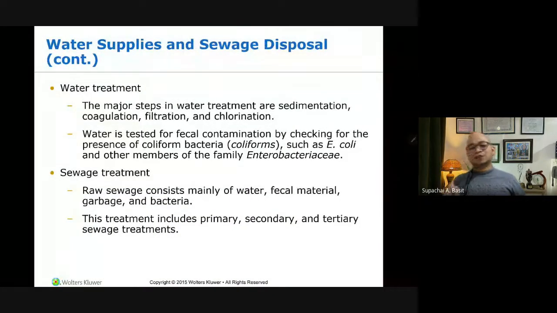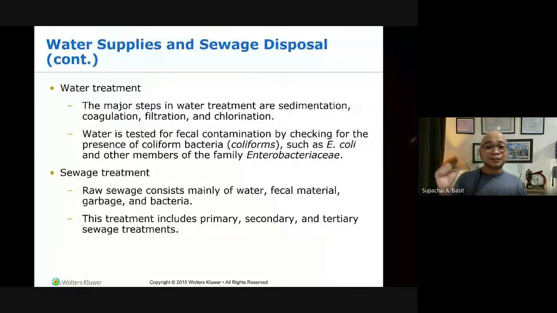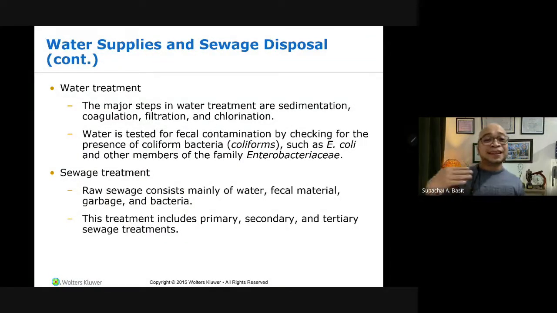So water treatment is considered to be the major step in order to achieve potability of water. When you say the water is potable, it means that it is actually safe for consumption, safe for drinking. And then there are several steps. So this includes sedimentation, so that you want those unwanted solid particles to go to the bottom, coagulation, filtration, and lastly, chlorination. So water is tested for fecal contamination by checking for the presence of coliform bacteria.